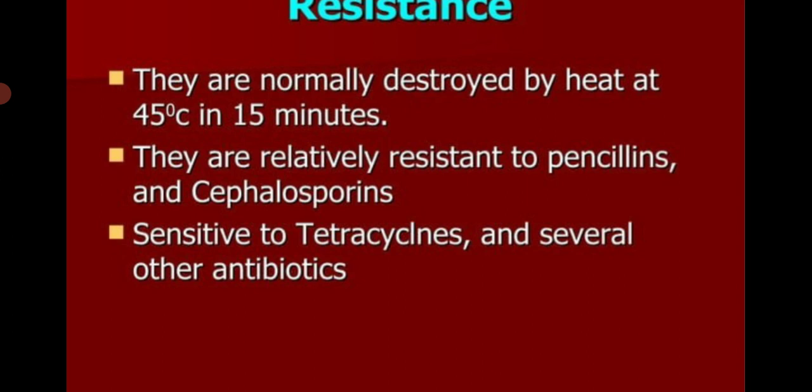They are resistant to beta-lactam antibiotics like penicillin and cephalosporin, because penicillin and cephalosporin are cell wall inhibiting antibiotics, and as mycoplasma does not have a cell wall, these antibiotics do not show any effect on mycoplasma. So these are resistant to penicillin and cephalosporin. Mycoplasma are destroyed by heat at 45 degrees Celsius within 50 minutes. They are sensitive to tetracycline and other protein synthesis inhibiting antibiotics.